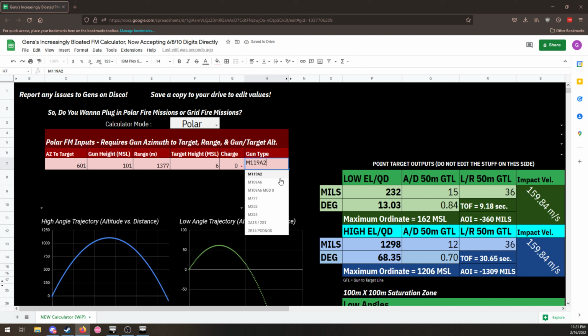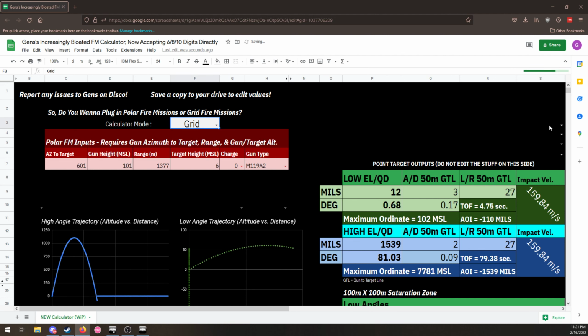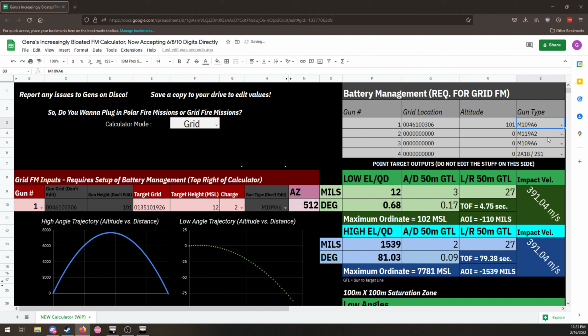Notice that when you hit the drop down here, it has a whole list of guns you can pick from. Please pick the one you're actually using. Otherwise, you may not like the results you get. Also, in case you didn't notice, in the battery setup, you can individually set the type for each gun. So you could have a really whack battery going on where you've got paramortars, say an American howitzer 155, and then you've got a Russian self-propelled gun for some reason. It's all possible. You can manage all of these things at the same time. You just have to be cognizant of which gun is which.